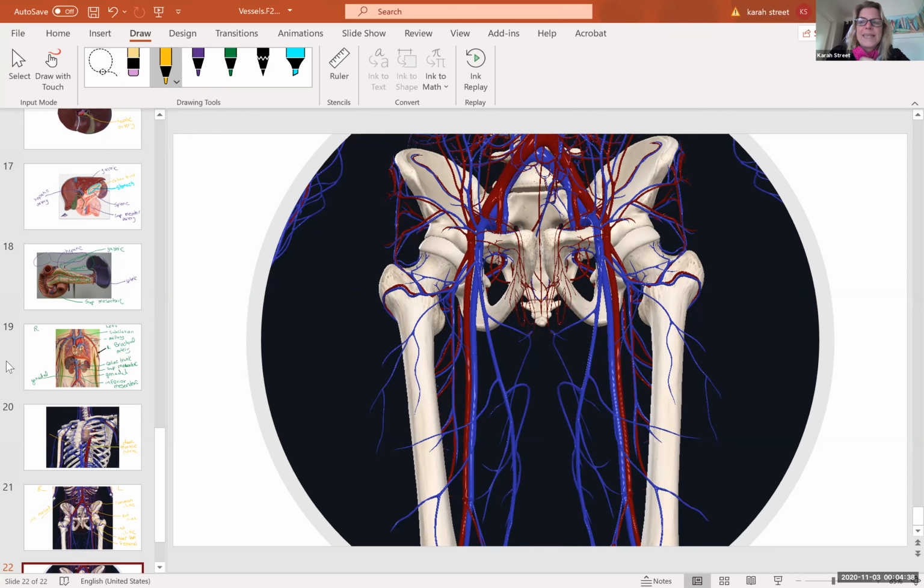And then another one, iliolumbar. That is a cat vessel name. We have different equivalents of it. So iliolumbar artery and vein, you can cross those both off. Saphenous artery, you can cross that one off as well.